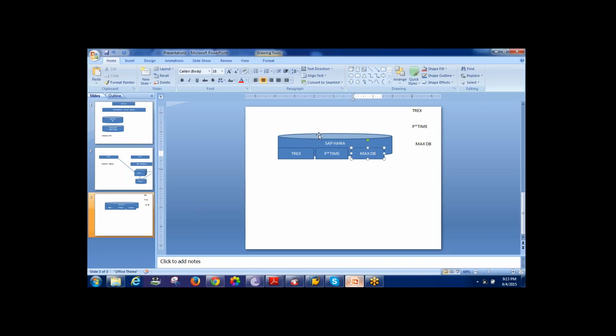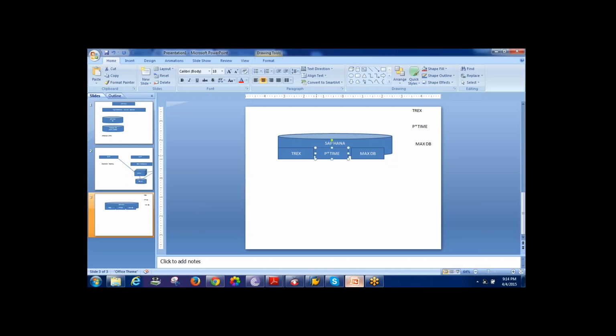So again, the conclusion of this SAP HANA, as we discussed, there are three technologies which SAP acquired to develop this SAP HANA database. The first one is Trex. This Trex technology provides in-memory computing functionality to your HANA database. And then the second technology, P*Time, which will provide you the writing capability of traditional database.